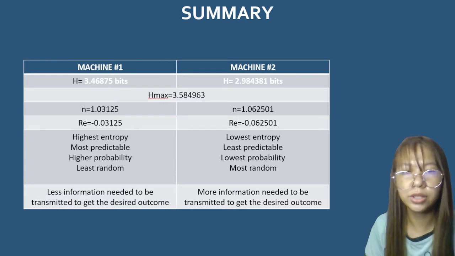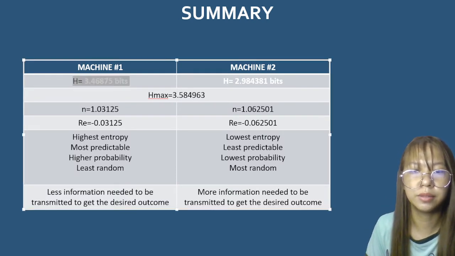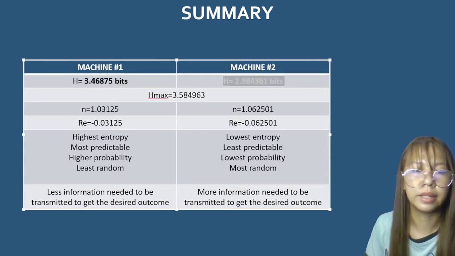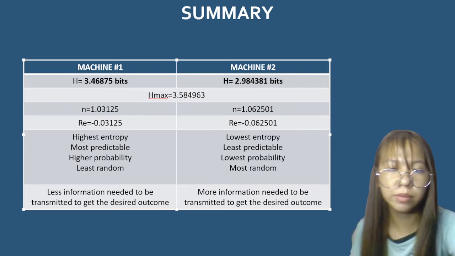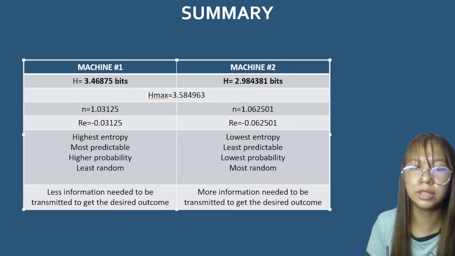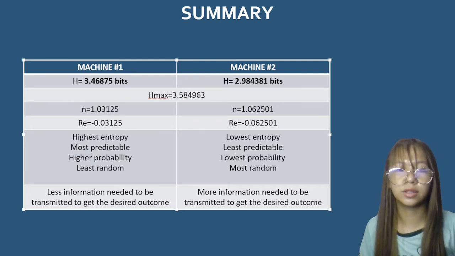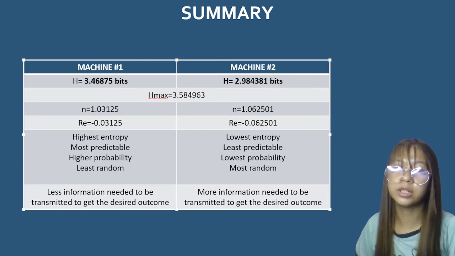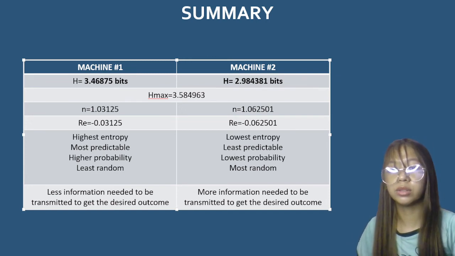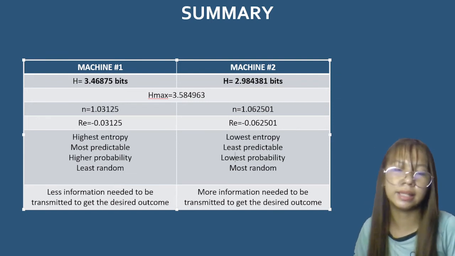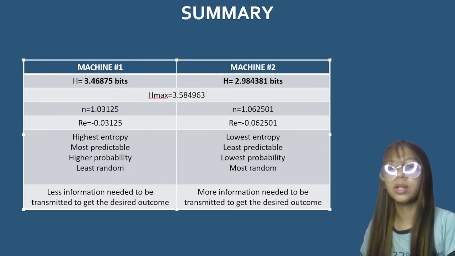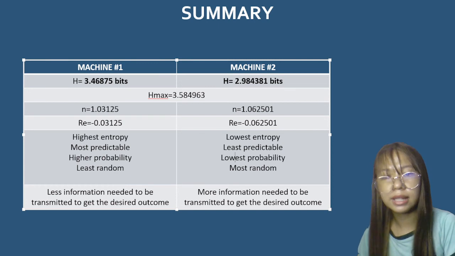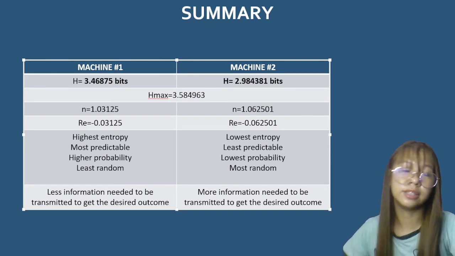So the summary, this is for machine number 1 here, and machine number 2 here. The entropy of machine number 1 is 3.46875 bits, wherein the H max of the letters is 3.584963, N is equal to 1.03125, and the RE is equal to negative 0.03125. It has the highest entropy, is most predictable, has higher probability, and is least random. So you can conclude that less information needs to be transmitted to get the desired outcome.